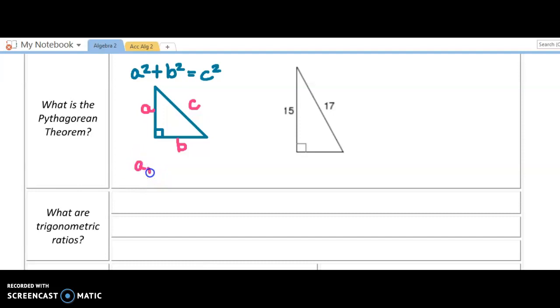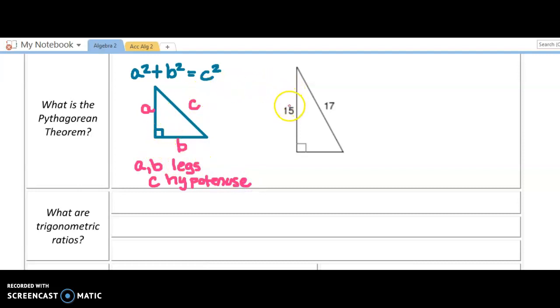So let me just write that down. a and b are the legs, and c is your hypotenuse. And we know that the hypotenuse is across from the right angle. It's also the longest side of your triangle.